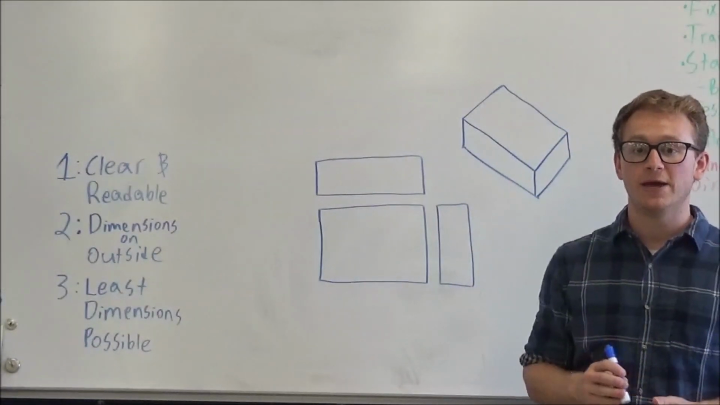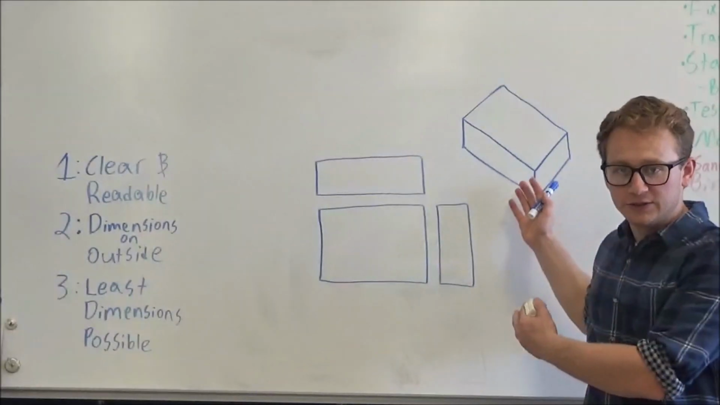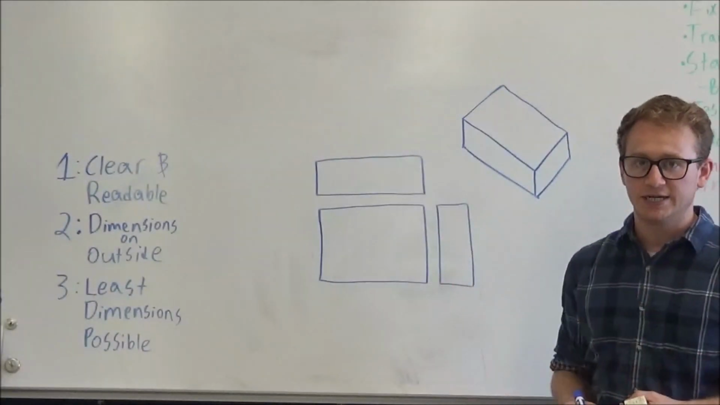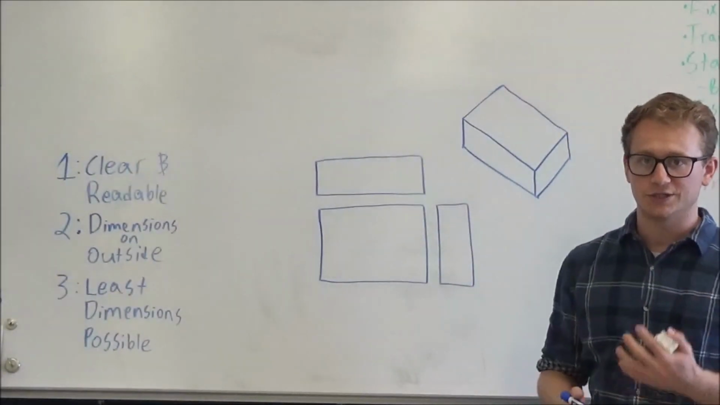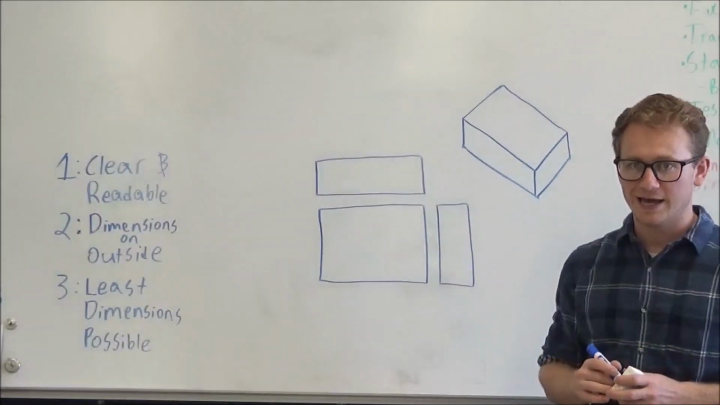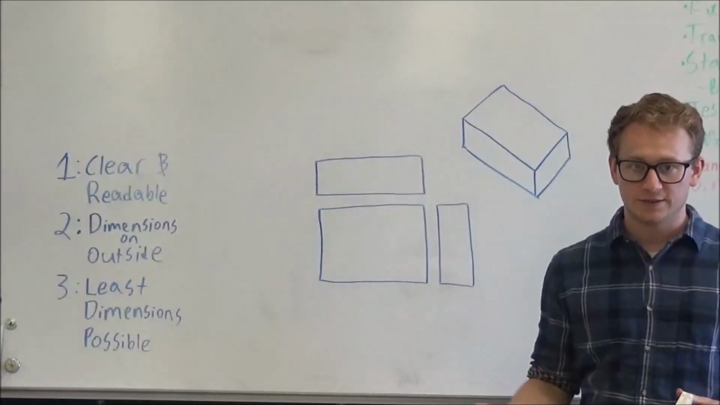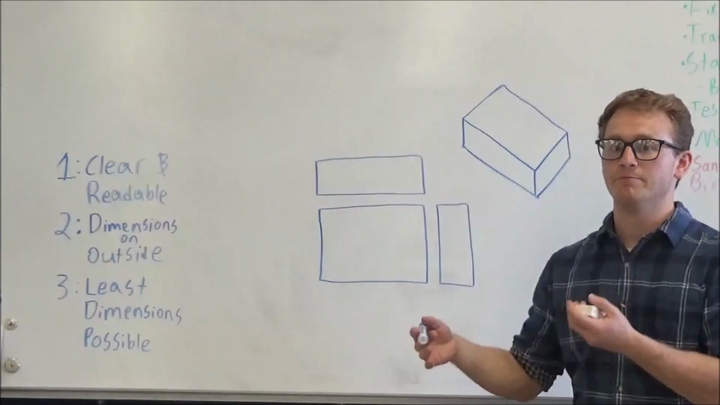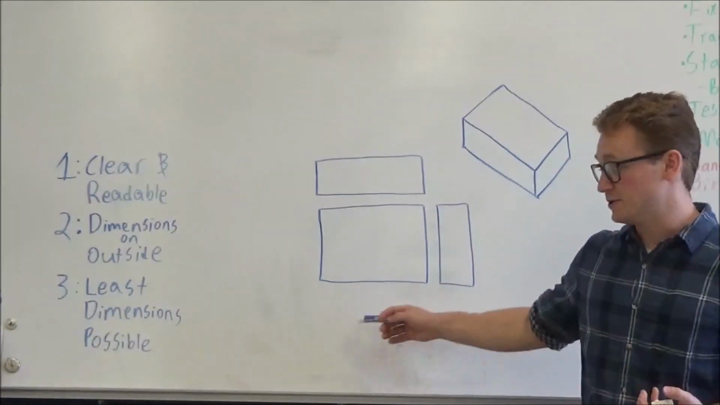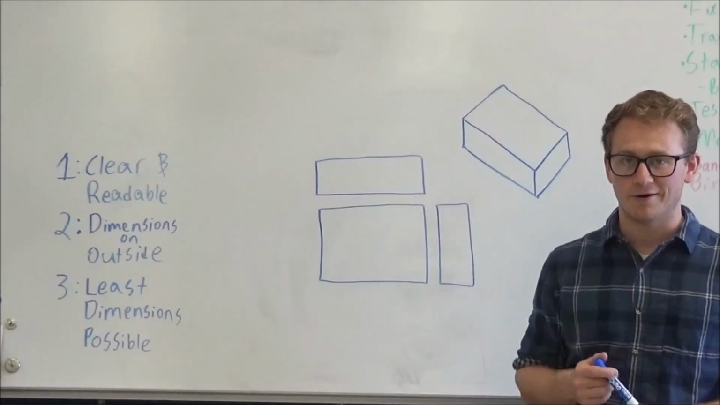So engineers need to be able to communicate what the object looks like, but also the size of the object, the size of all of its features, such as holes or steps, things like that. And they do that using dimensions. You can think of dimensions as measurements. But I'm going to refer to these as dimensions because that's what they're called.